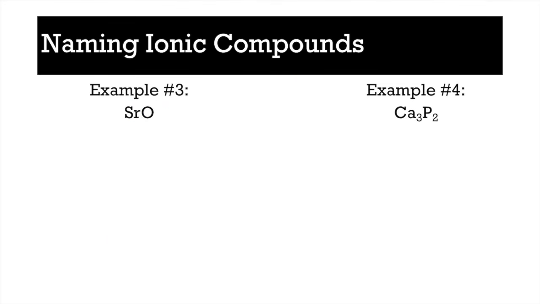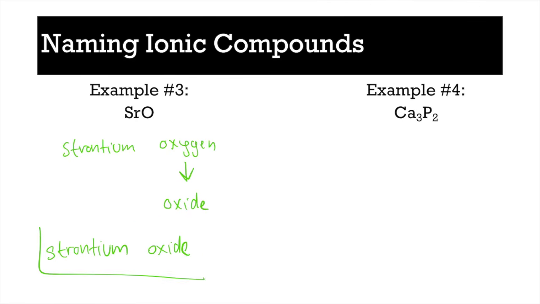So try this one. Example number 3, SrO. So Sr is strontium. O is oxygen. But remember, we can't use oxygen. We have to change it to oxide. And so then that becomes strontium oxide. Like that.